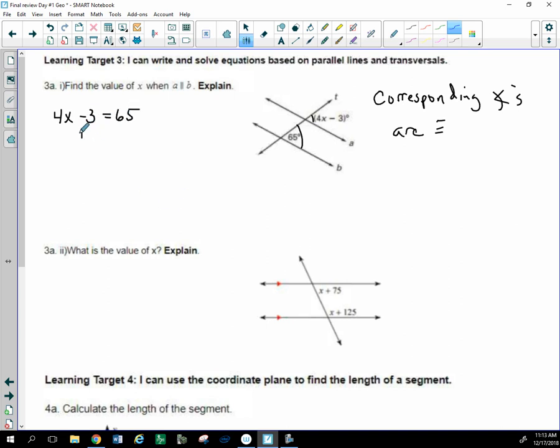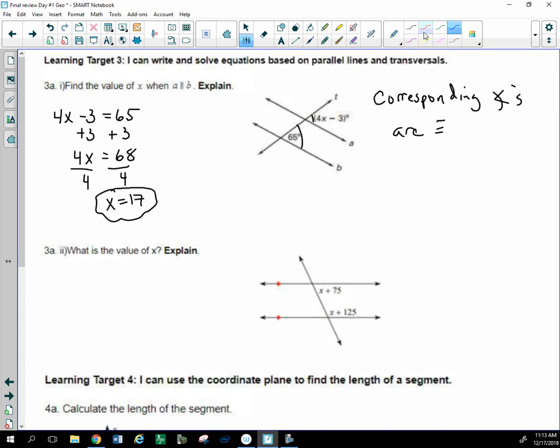So algebraically, I'm going to add 3. That gets me that 4x is equal to 68. And then if I divide by 4, I should get that x is 17. Now, if I put 17 back into this angle up here, I should get the same 65 that I got before. But the reason that x is 17 is that we used corresponding angles to set them equal to each other.